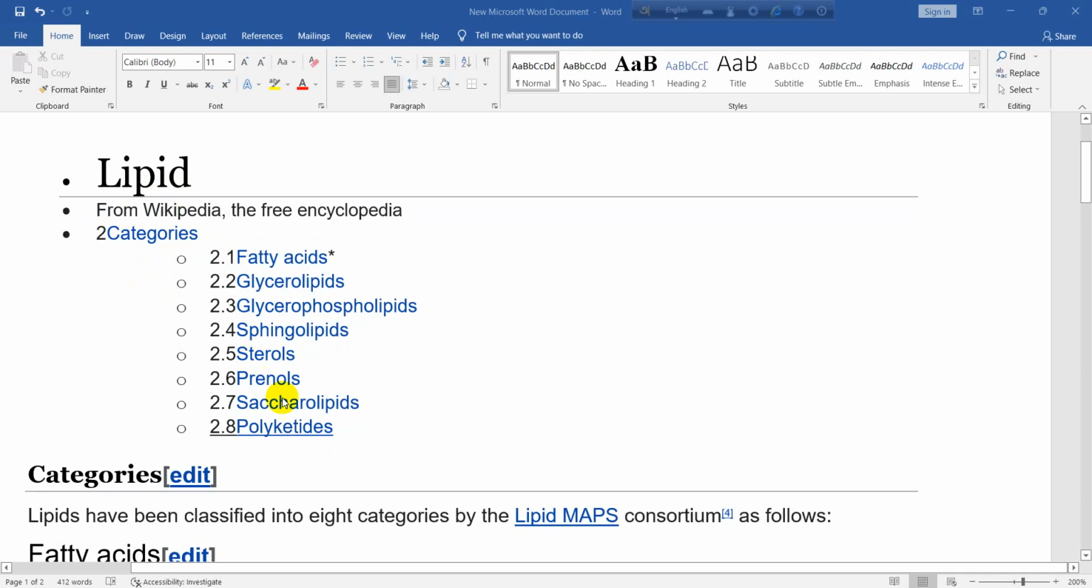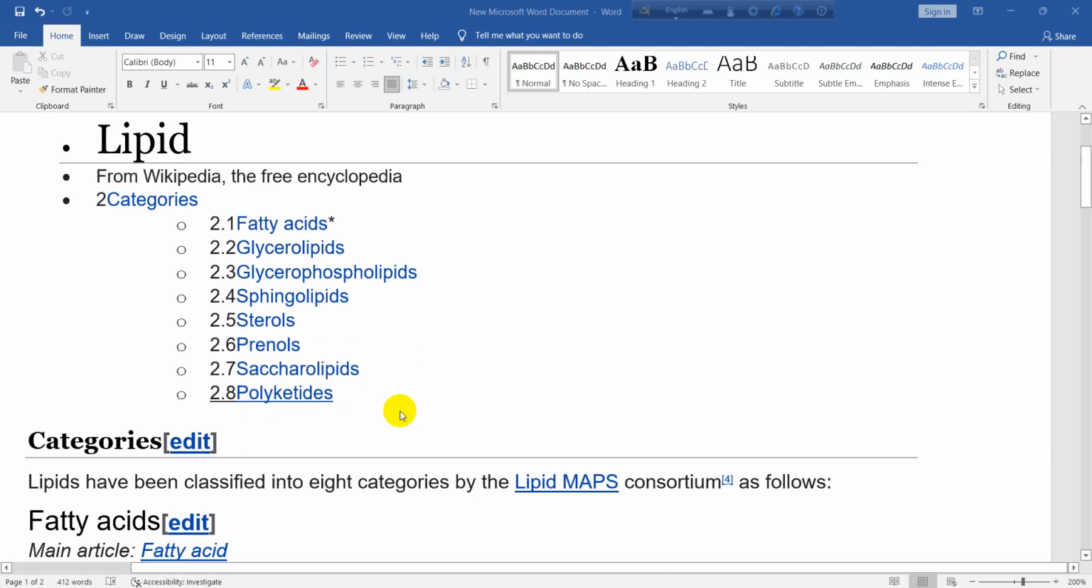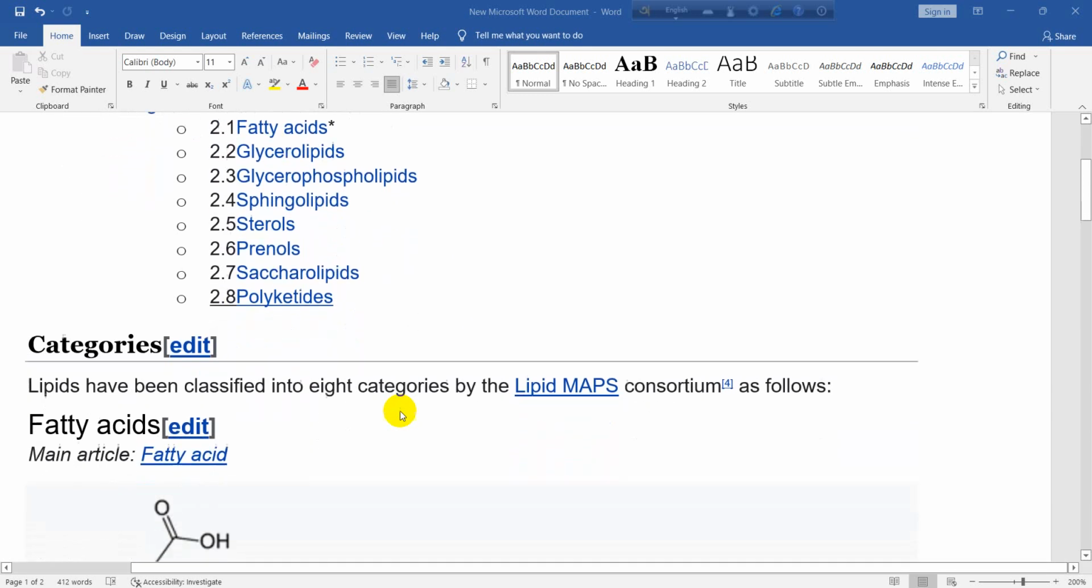There are 8 kinds of lipids: 1 fatty acids, 2 glycerolipids, 3 glycerophospholipids, 4 sphingolipids, 5 sterols, 6 prenols, 7 saccharolipids, and 8 polyketides. But in this lesson we will just talk about only one kind, and that is fatty acids. Okay, now let's enjoy the categories of lipid, and that is fatty acids.